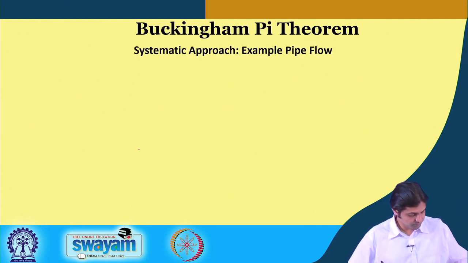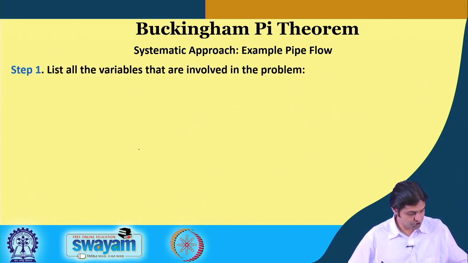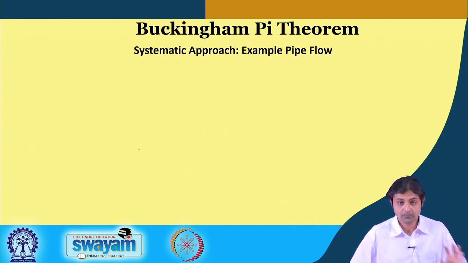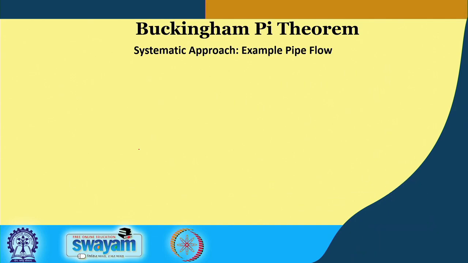So, there is a systematic approach which I am going to start. I am going to close this lecture here, so that we can start afresh with the example of pipe flow, and we are going to solve it very systematically and one by one, listing all these steps. So, this is for now. I will see you in the next lecture.